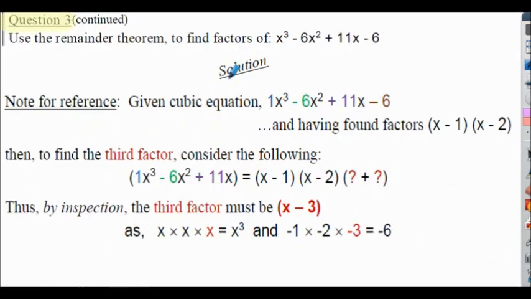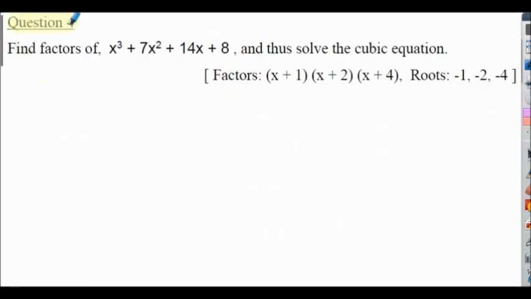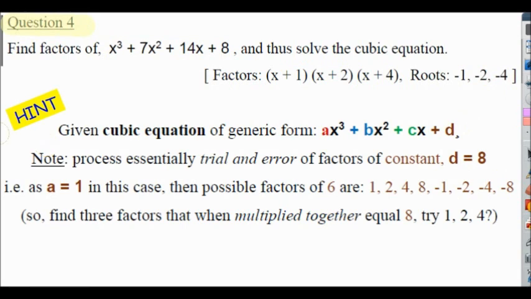Question 3, solution continued. But again, there is an element of educated guess within the process to try and determine the various factors. I'll leave you with question 4 to attempt at your own pace. Given a cubic, you have to find the factors of the cubic, as shown here, and determine the roots. I'll let you solve question 4 at your own pace. No solution is provided here. I will provide you with a brief hint if it helps you progress the question.